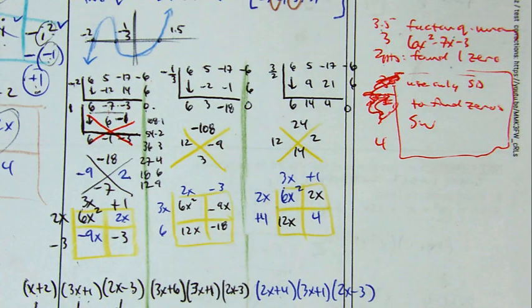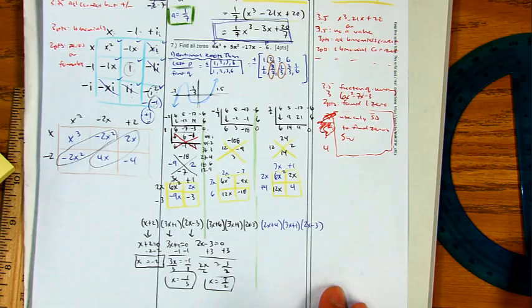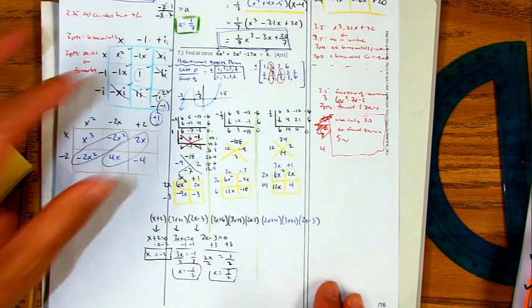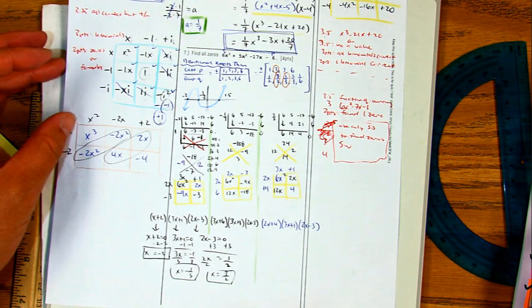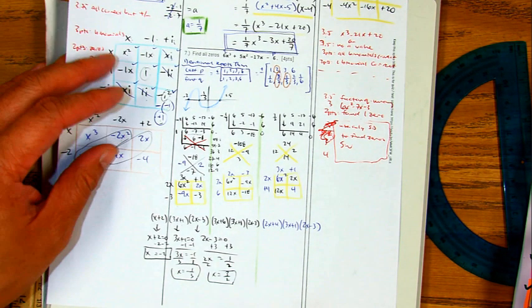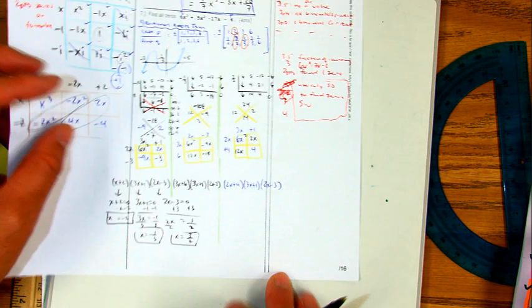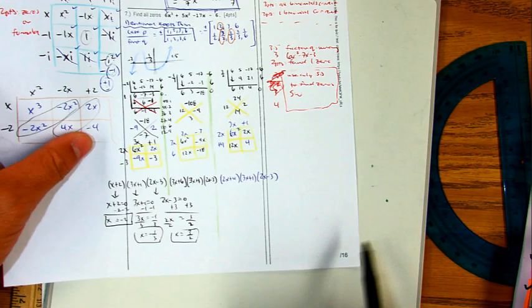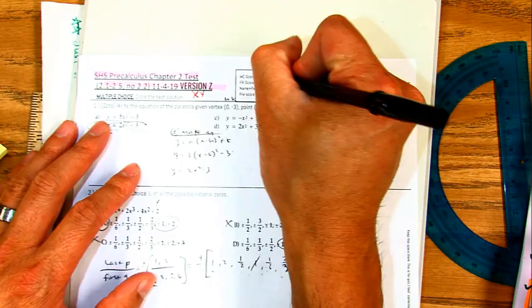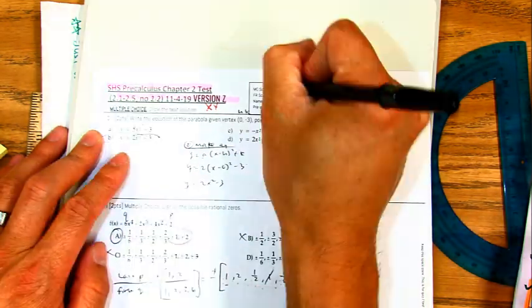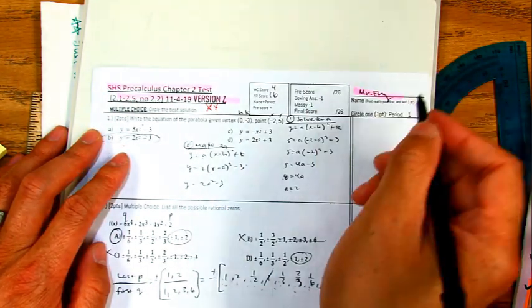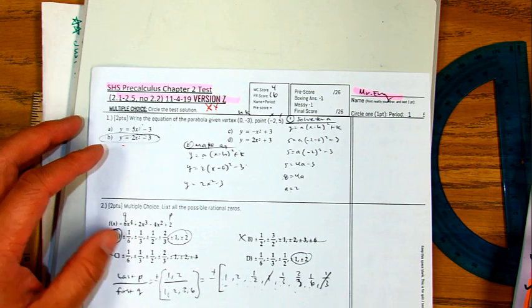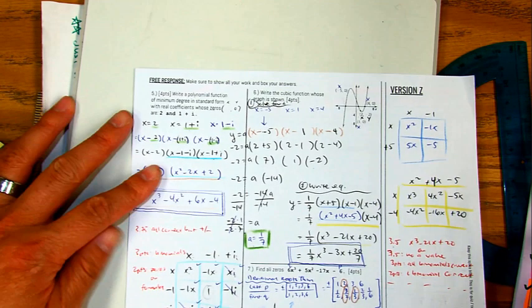Okay, so that was question number 7. So 4, 4, 4. 3 questions on the back. Oh, this one also is. So 16 for the free response. Multiple choice was 4. 1, 2, 3, 4. 16.